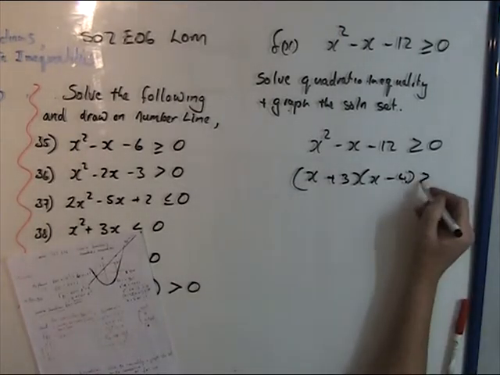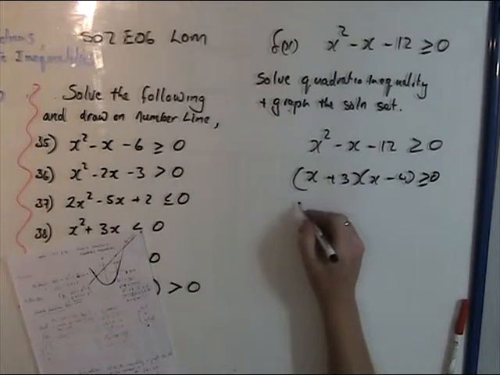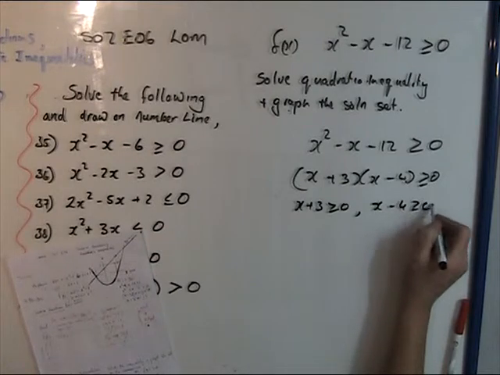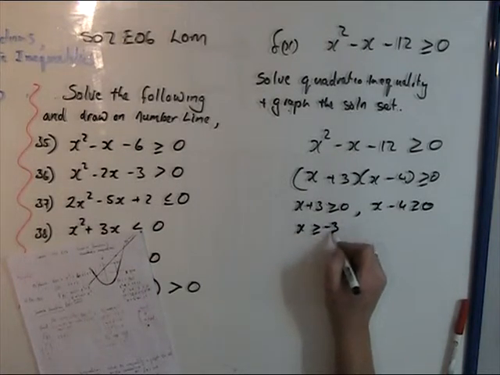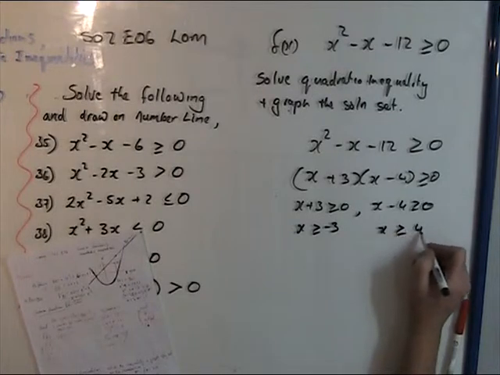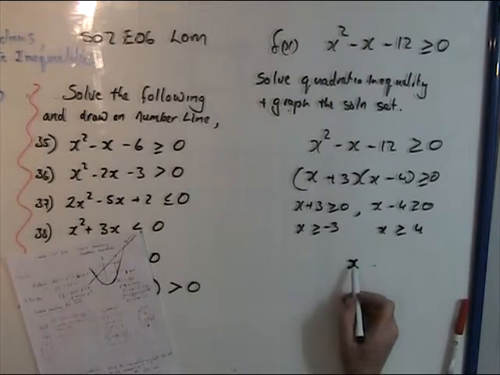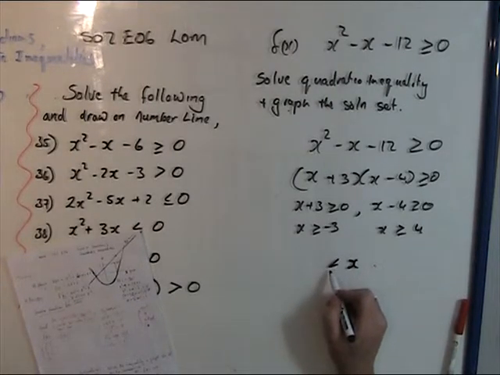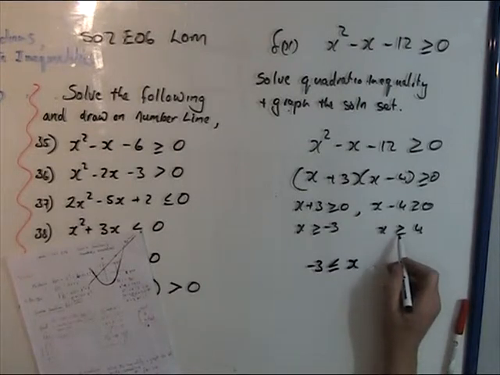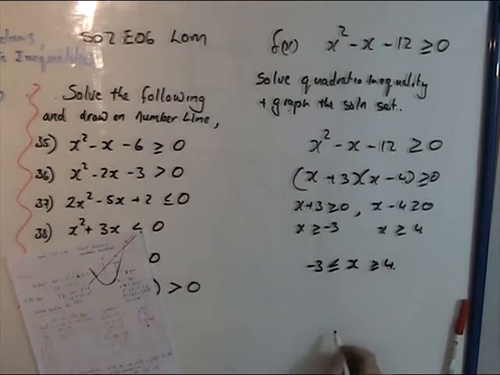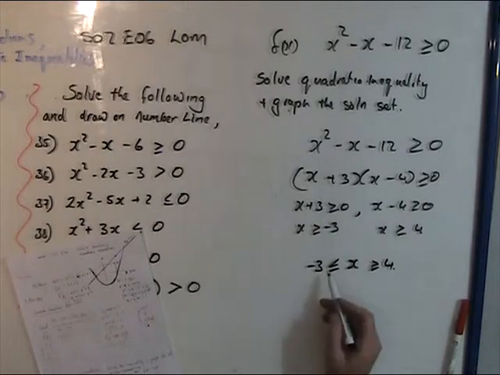Okay, greater than or equal to 0. Don't forget your signs and don't drop them. X plus 3 is greater than or equal to 0, or x minus 4 is greater than or equal to 0. X is greater than or equal to minus 3. X is greater than or equal to 4. Right, so there's your range. Now you have to put x in the middle. X is greater than or equal to minus 3, and this greater than or equal to 4. Right, so that's our range.